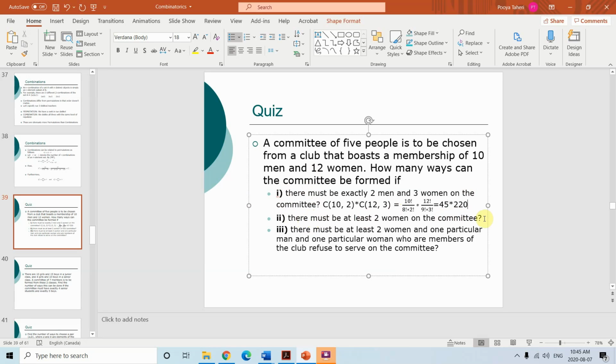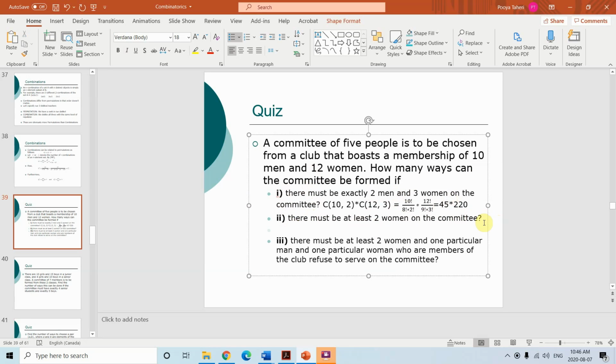If this is the case, this was based on the multiplication principle. You have to select 2 men and 3 women at the same time. But here, look at this one. It's asking, there must be at least 2 women on the committee. So this is an example of both the addition principle and the multiplication principle.